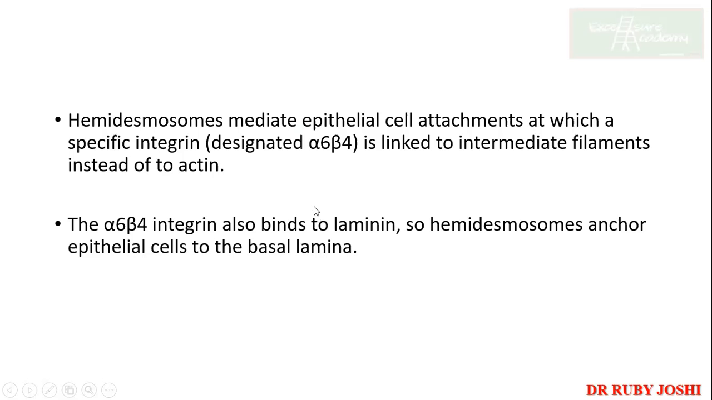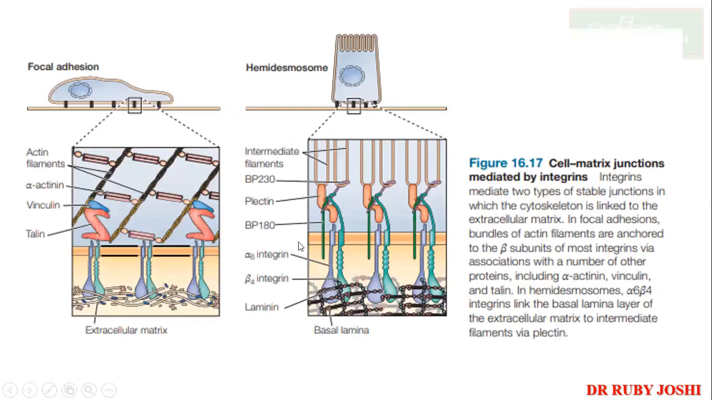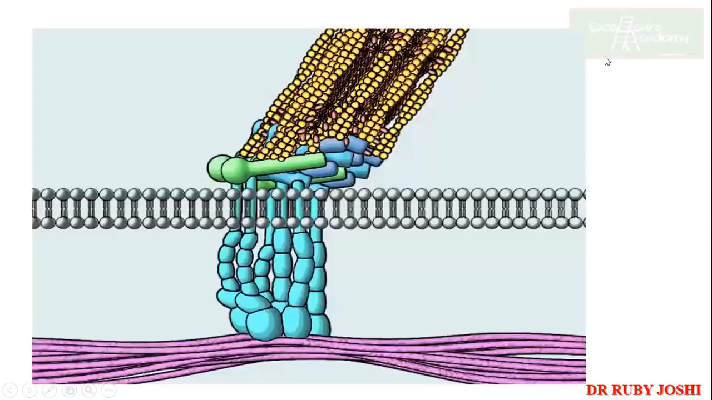So just now in the hemidesmosomes we saw here, instead of actin, it is the intermediate filaments, and with the help of the alpha 6 and beta 4 integrin, they are interacting with the laminin present in the basal lamina.